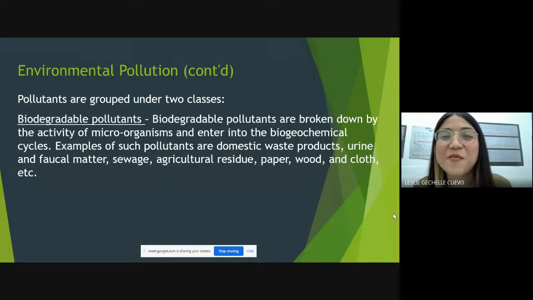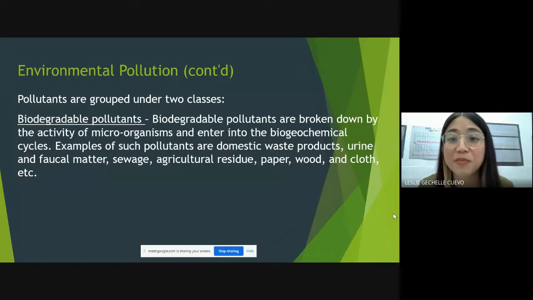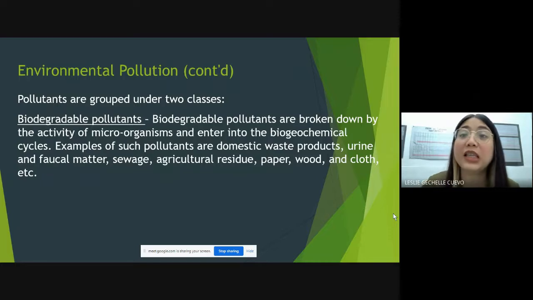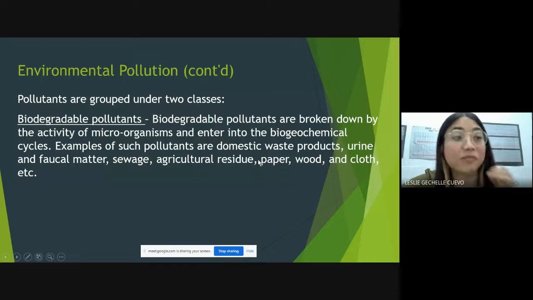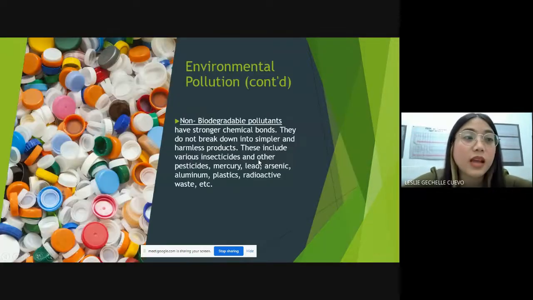Biodegradable pollutants are pollutants, nakakadumi sila sa environment, but can be degraded. Pwede silang ma-disintegrate. Katulad nga ng urine, yung pupu. Pwede silang ma-disintegrate, kumbaga. Okay. And then we have non-biodegradable pollutants.